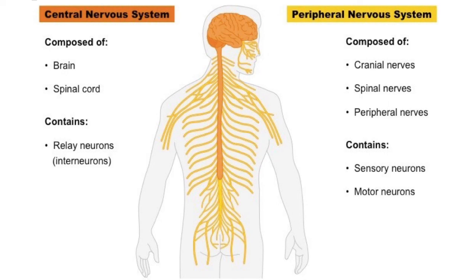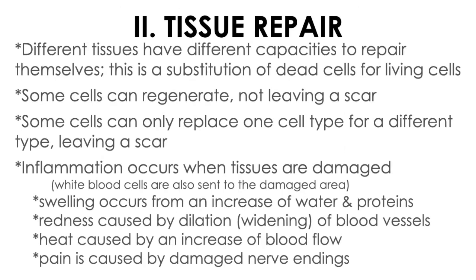Here we have the central nervous system versus the peripheral nervous system. Now, lastly, we're going to talk about tissue repair. Now, some cells can regenerate, but other cells cannot. They can just replace it with connective tissue, creating a scar.